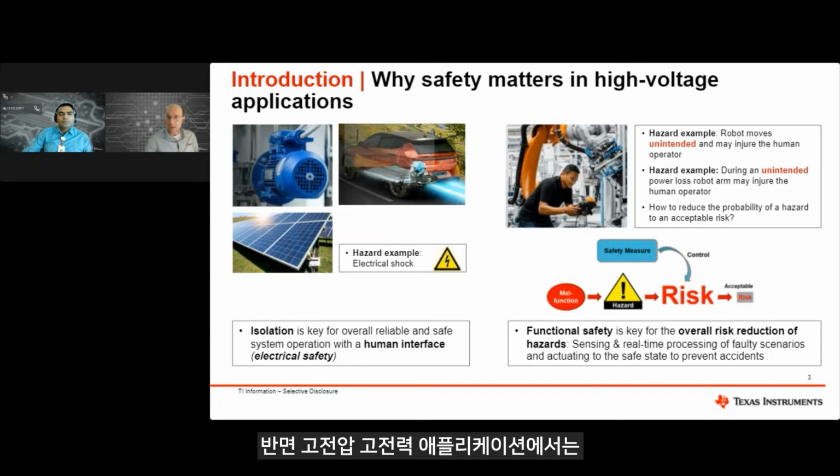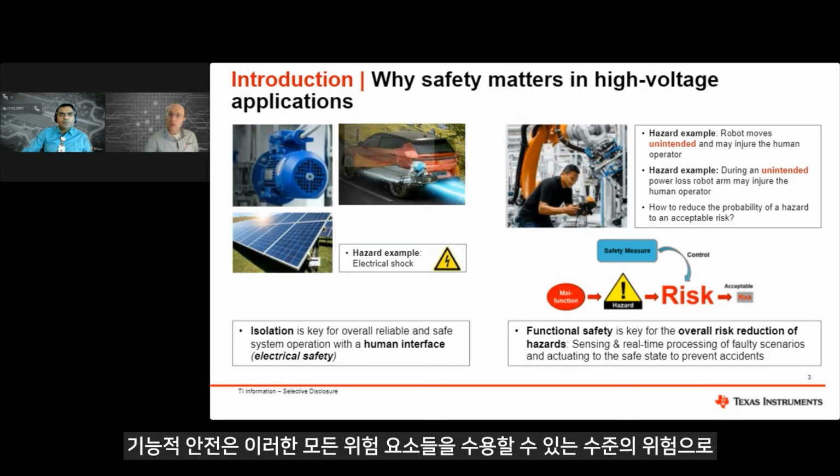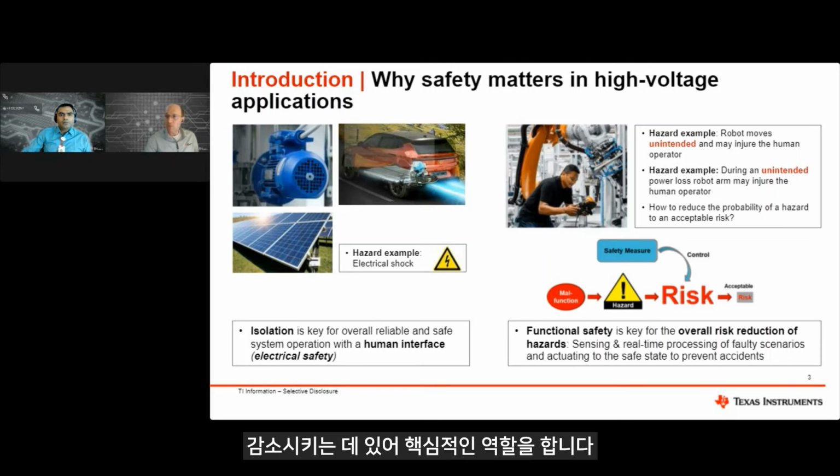On the other hand, there are many more serious hazards with high voltage, high power applications, such as an industrial robot. For example, as shown on the left-hand side, what if the robot moves unintended? It could then seriously injure the operator. Functional safety is key for overall risk reduction of all of these hazards to an acceptable risk.